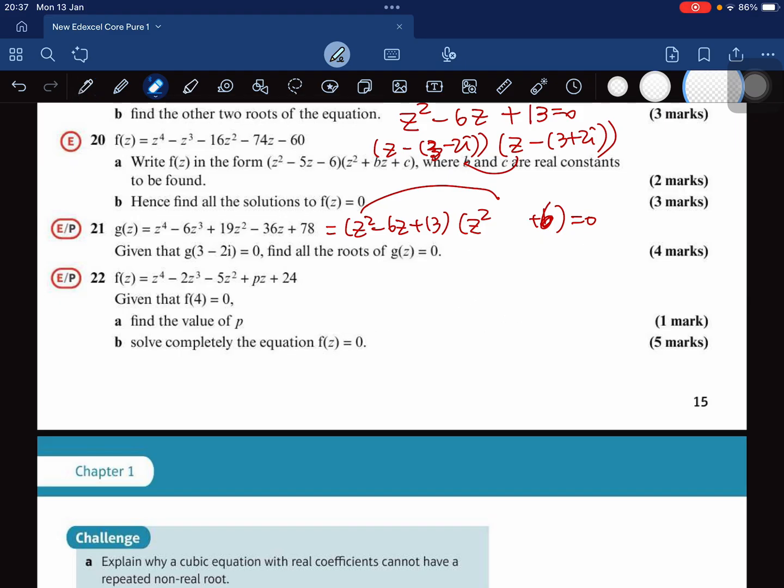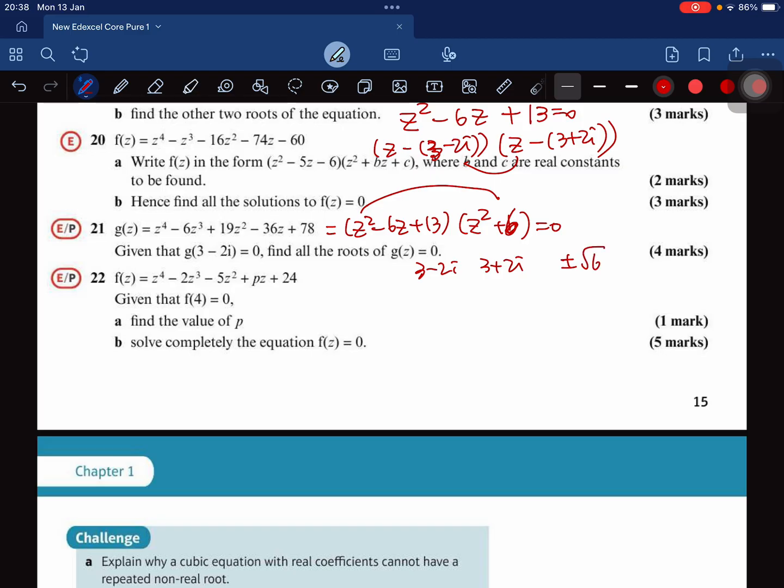So we will find the solutions 3 minus 2i, 3 plus 2i, plus or minus square root of 6i. Number 22, 4 equals 0. So now we can find the p. When we put 4 there, 4 to the power of 4 minus 4 to the power of 3, 5 times 4 squared, 4p plus 24 becomes 0.